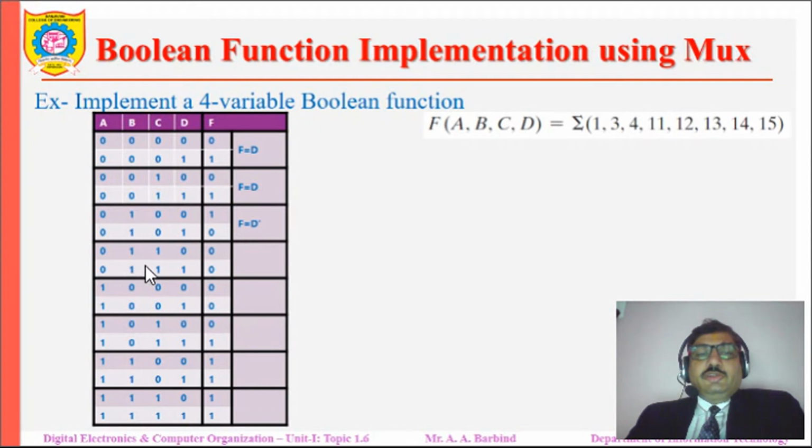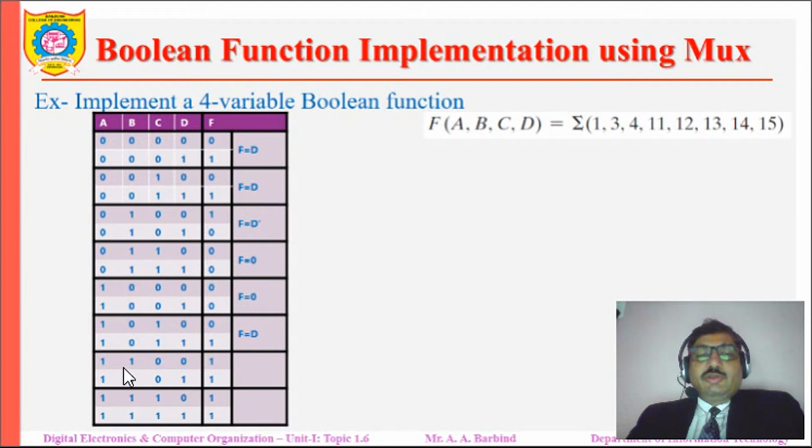Then for the next pair for which ABC is 0, 1, 1, we can see that f is independent of d. Okay, so d may be 0 or d may be 1, f is 0 only. So there we write f is equal to 0. Same is true for the next pair of rows, so we write f is equal to 0 for that. Then here we see that f is same as d. So again we write here f is equal to d.